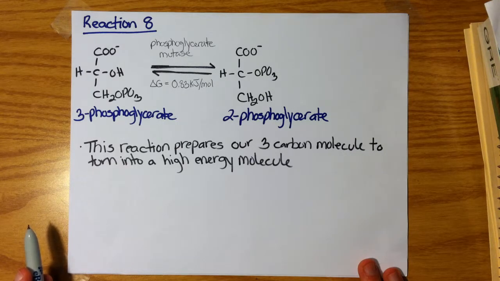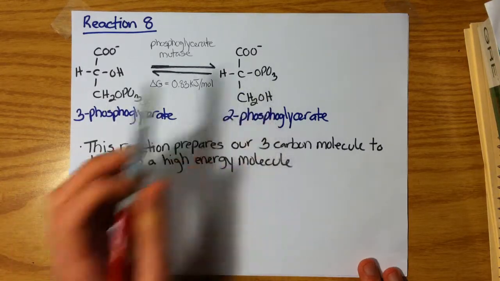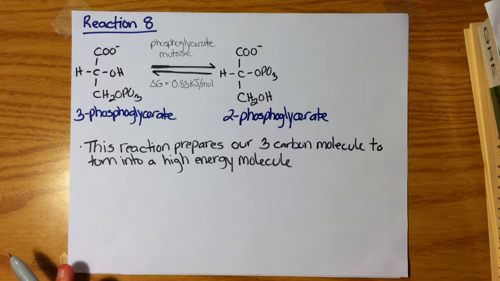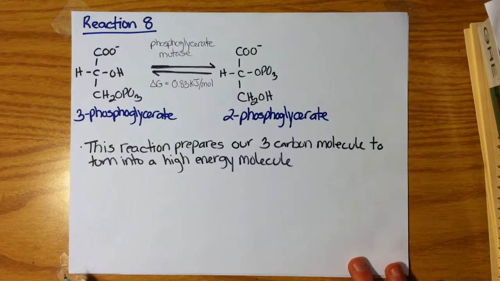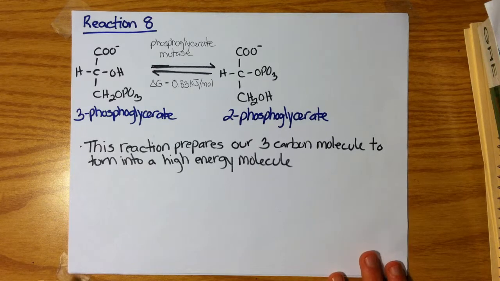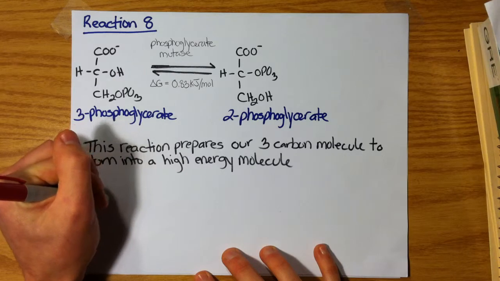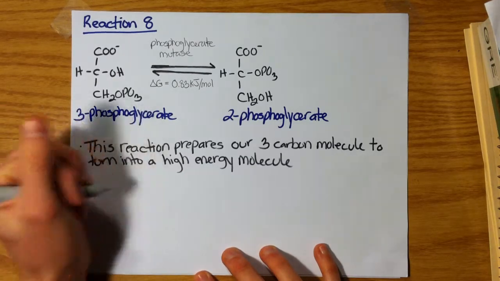And the reason we are moving the phosphate from carbon 3 onto carbon 2 is because in the next reaction we are going to form an enol form of this 3-carbon molecule. And to recapitulate, let's go over what an enol is.